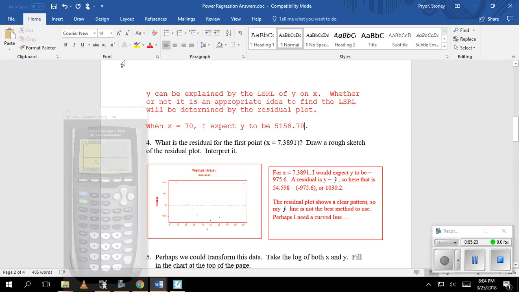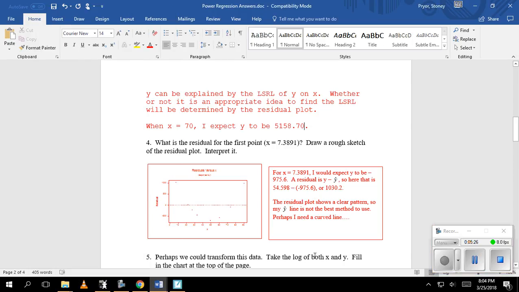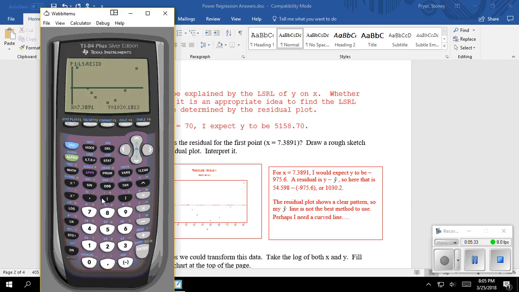Now the next part says let's transform the data, take the log of x and y. Doesn't really explain why, just trust me, take the log of x and y. So in my calculator here, in L3, I'm going to make it the log of L1. And then L4, I'm going to make it the log of L2. Some people prefer the natural log. I am not one of those persons. You can do it that way if you want. I'm using the base 10 log.